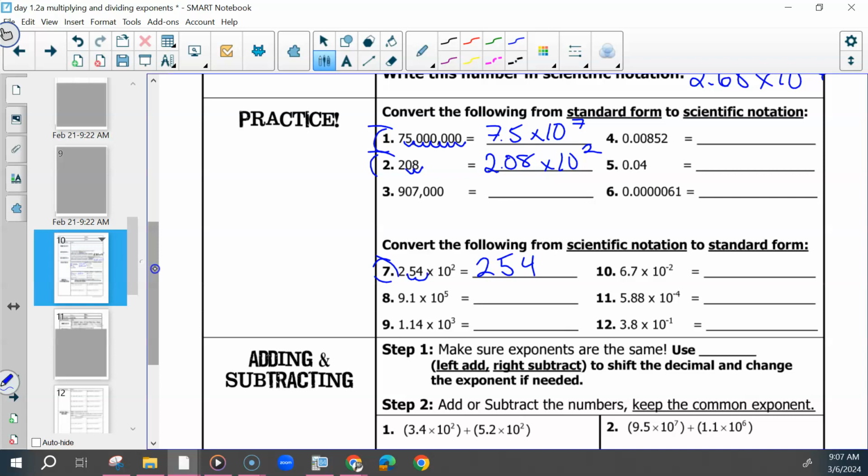Number 3. Alright, so if it starts at the beginning and it keeps going until it's a number between 1 and 10, it's going to be 9.07. If it was just 900,000, then we would just do 9. And then we move that 1, 2, 3, 4, 5 places. You don't have to draw the things, but for me, I mix up zeros or miscount, so I have to see it.